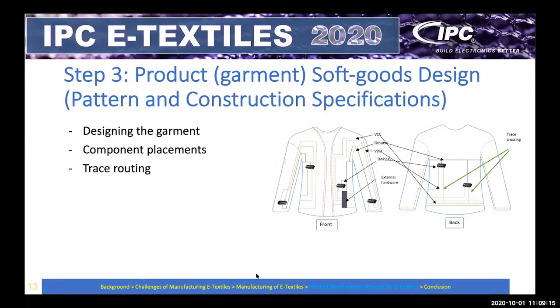So for example, here is a picture of a garment where you can see different types of sensors distributed on different parts. You have sensors on the sleeve, on the front part, on the back part, and then you have a centralized system that connects all of them.